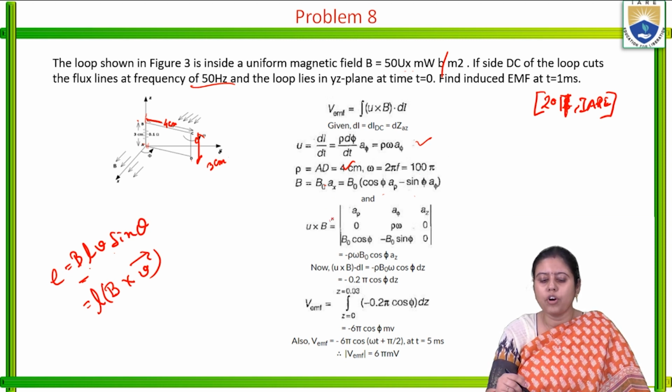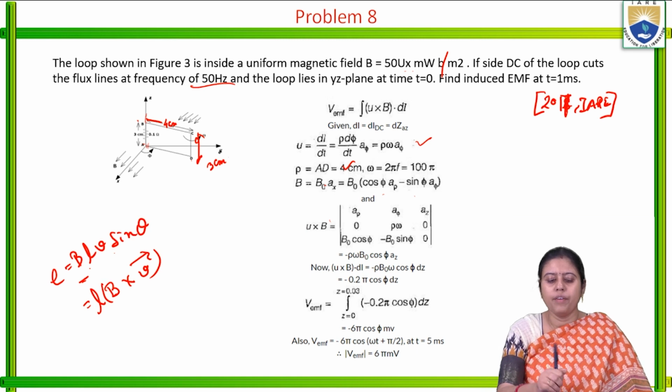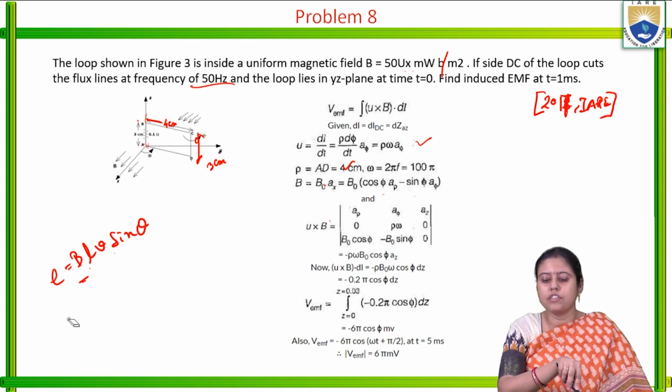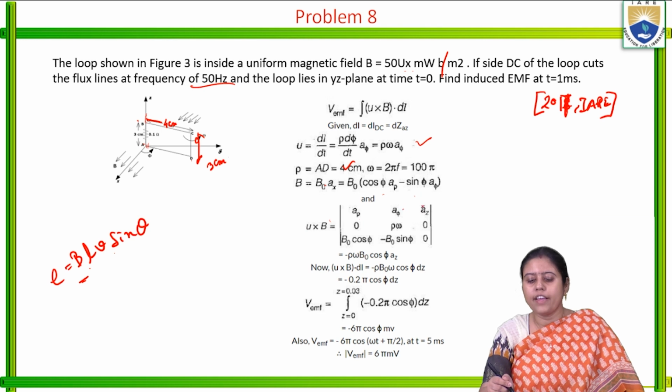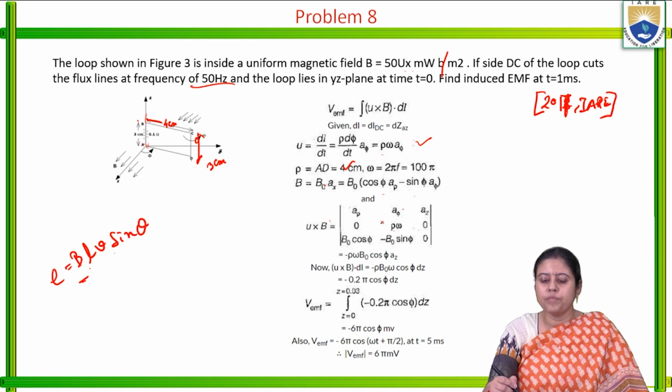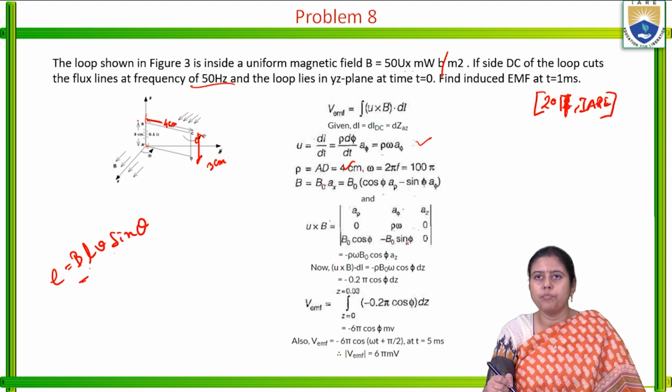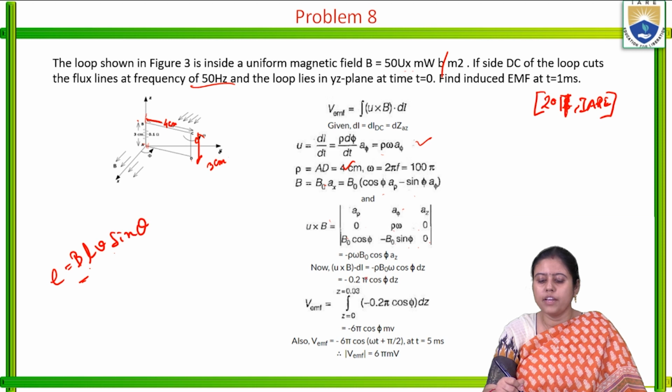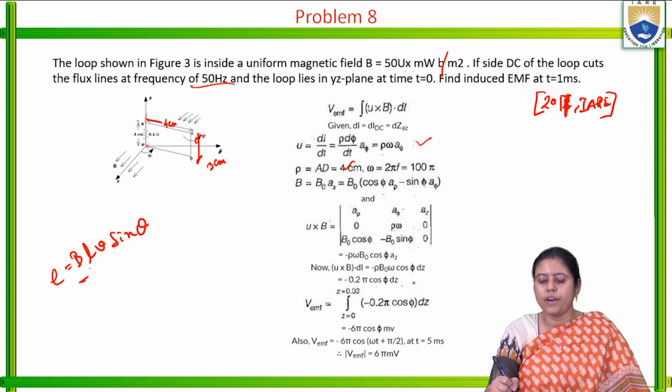So what is U cross B? U cross B means V cross B. So how to calculate the V cross B? A rho, A phi, A Z; 0, rho omega, 0; B naught cos phi, minus B naught sin phi, 0. So if we do the cross product, we will get 0.2 pi cos phi dz.